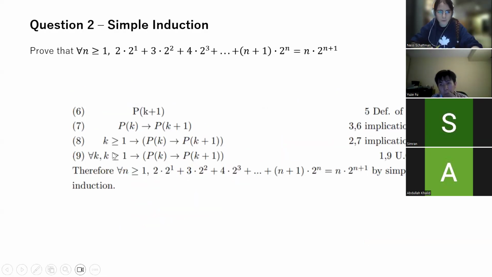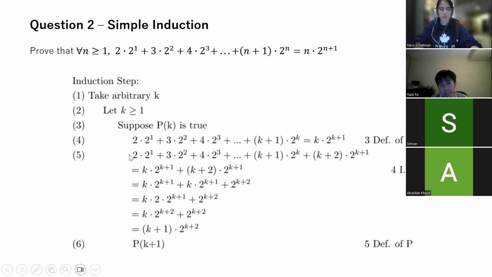So we're just going to write out our P of k here. And now let's examine what happens if we sub k plus 1 into this equation. We get this nice long term on line 5. And what we notice about line 5 is, last question, we had to rearrange a little bit. We had to do a little bit of algebra to get the term that we wanted.